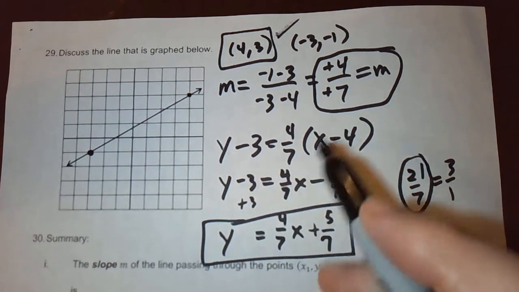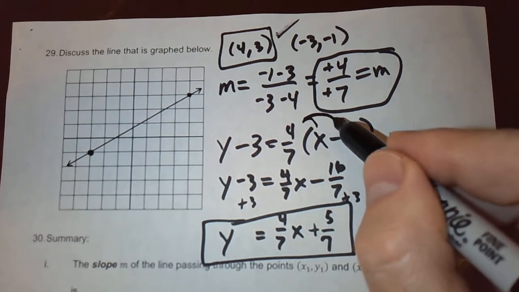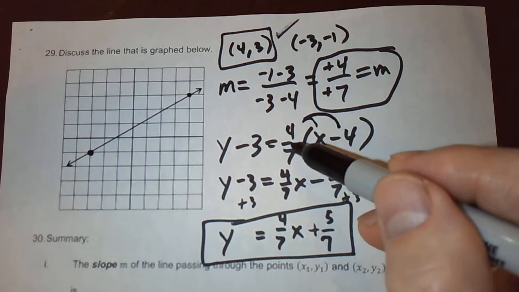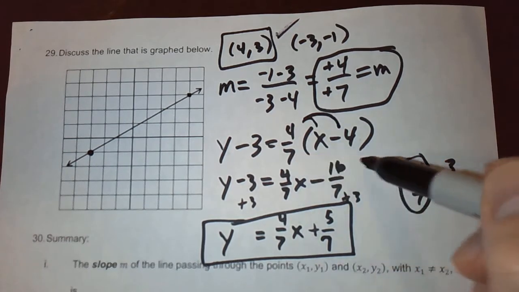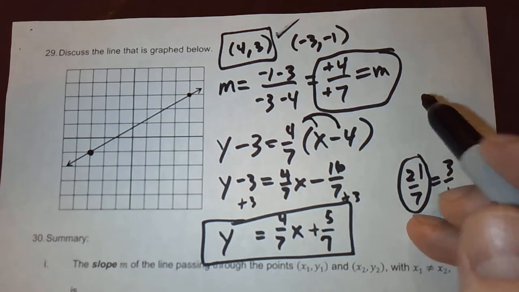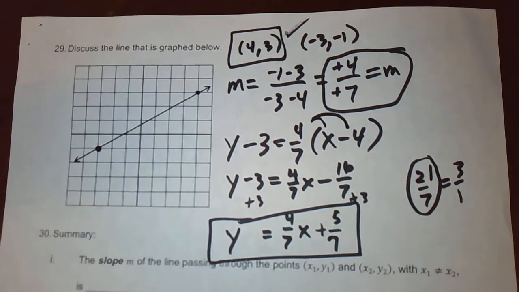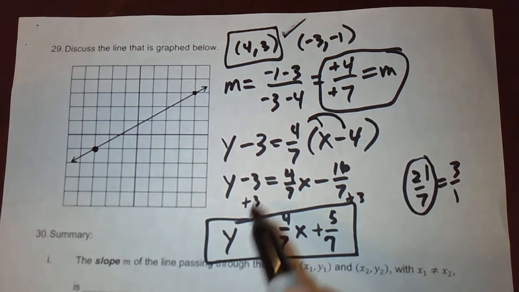I get y minus 3 is 4/7 x, distributing here, minus 16 over 7, because 4 over 7 times 4 over 1 is 16 over 7. And we retain the negative sign. And then finally I added 3 to both sides, but I made a note over here. I had to add 3 to the right. On the left-hand side, those cancel out.